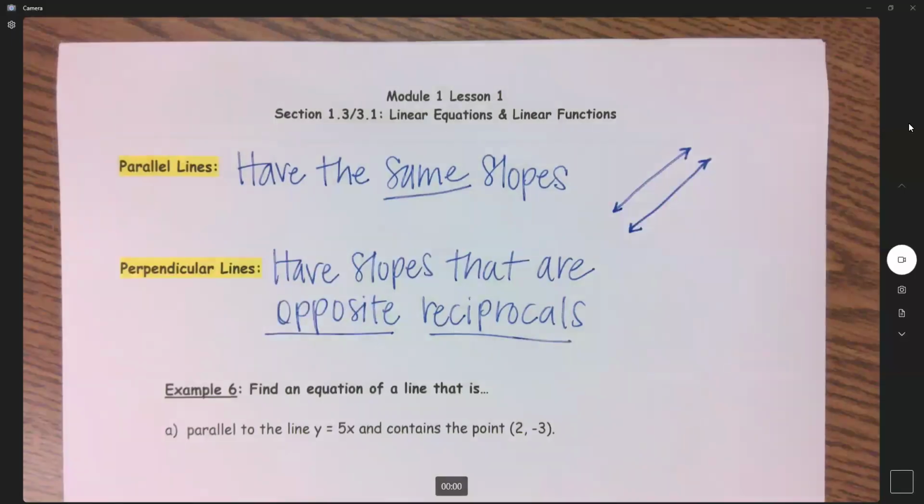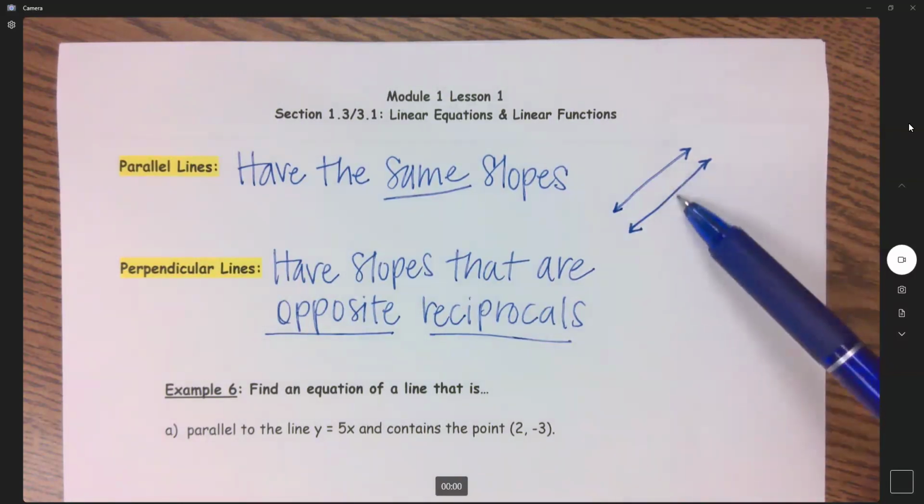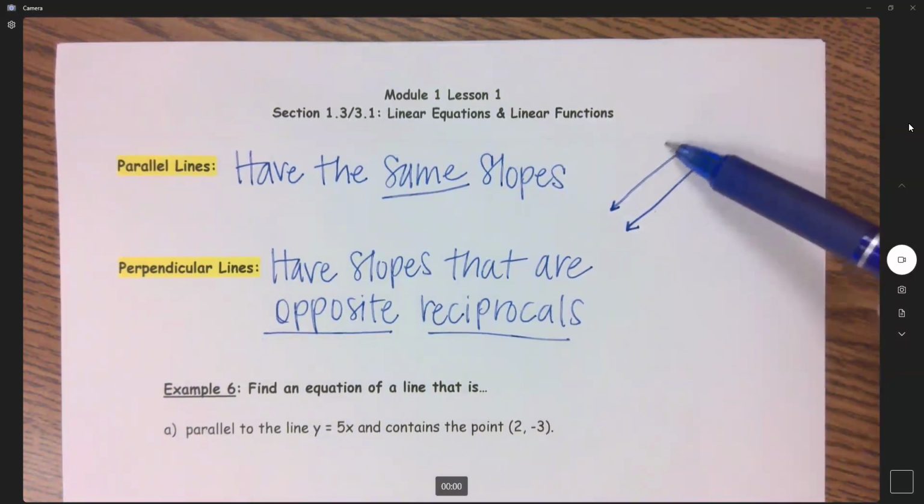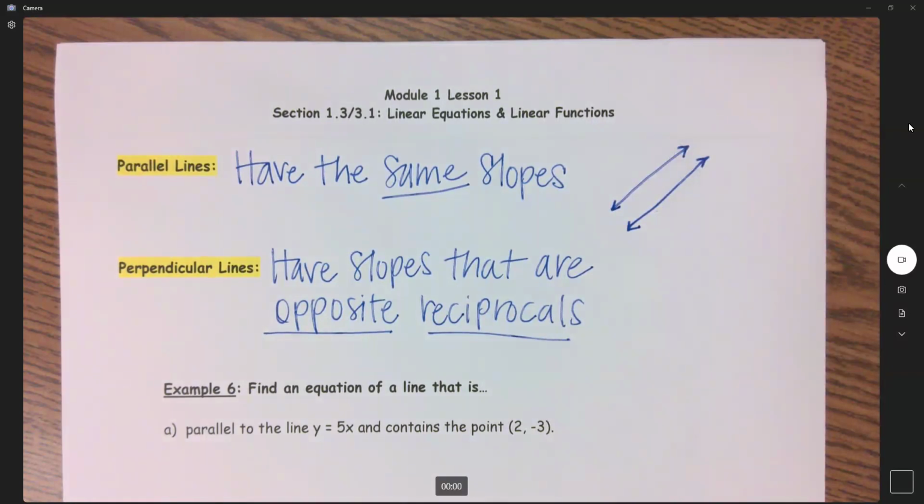And we're going to finish this lesson off with talking about parallel and perpendicular lines. Parallel lines have the same slope. So if I have two lines that are side by side and they never intersect, they're never going to intersect if their slope is the same. If their rise over run is the same on both of them, then they're never going to intersect.